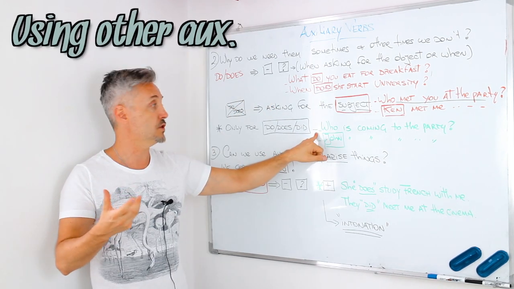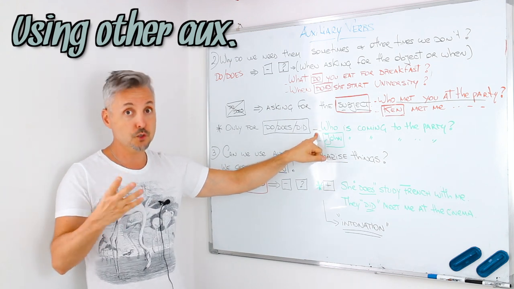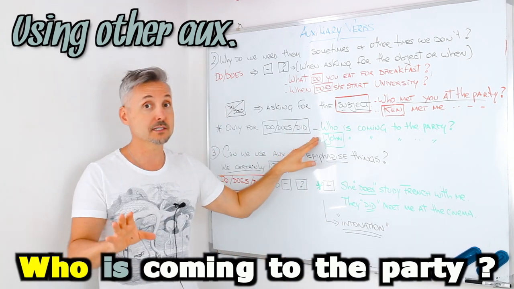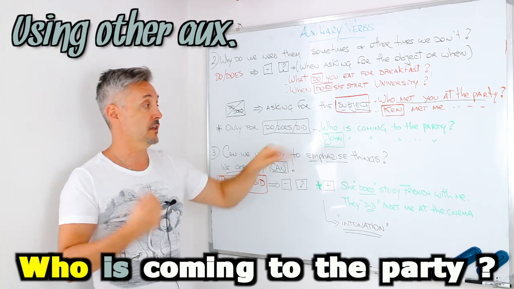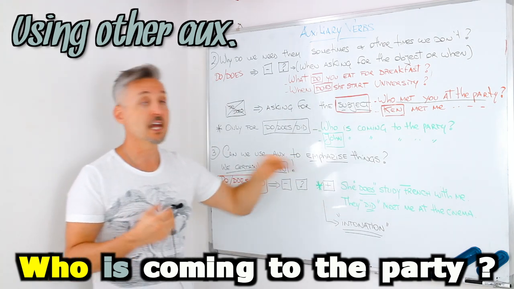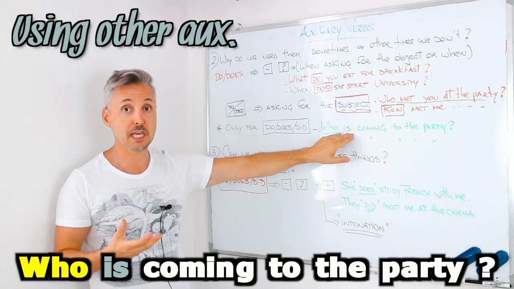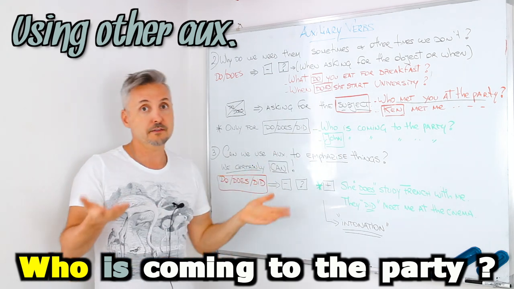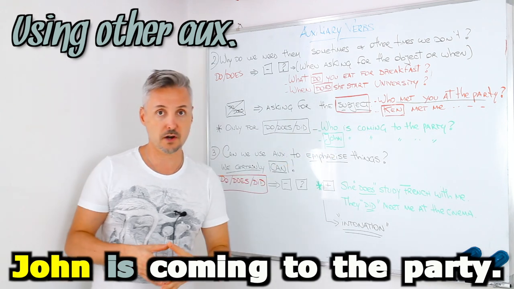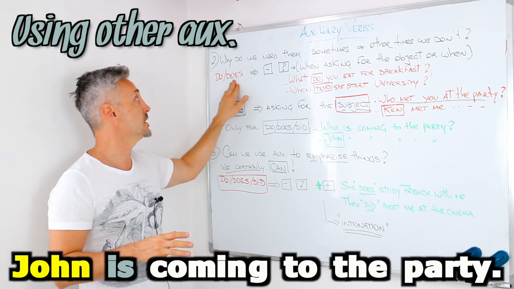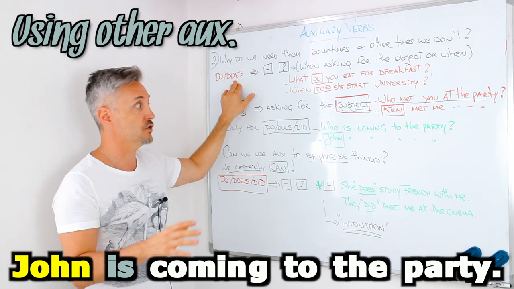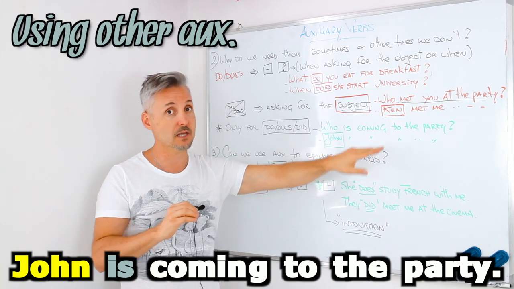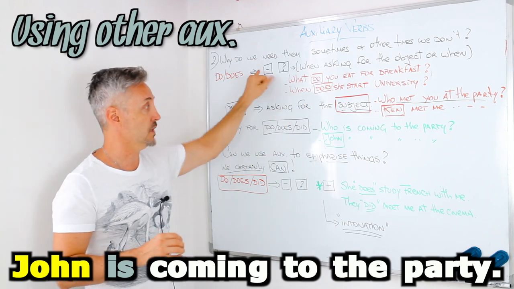If I used other auxiliaries, we do need them. For example, who is coming to the party? And here we're always asking for the subject of the sentence. As you can see, we have the auxiliary to be. And so we do place it in the question. So the answer would be, John is coming to the party. So only for do, does or did, we do not place it in the question when you're asking for the subject. That's the answer to this question.